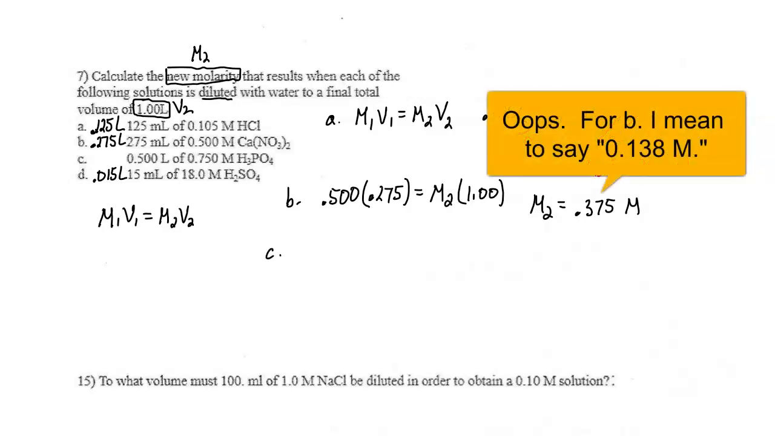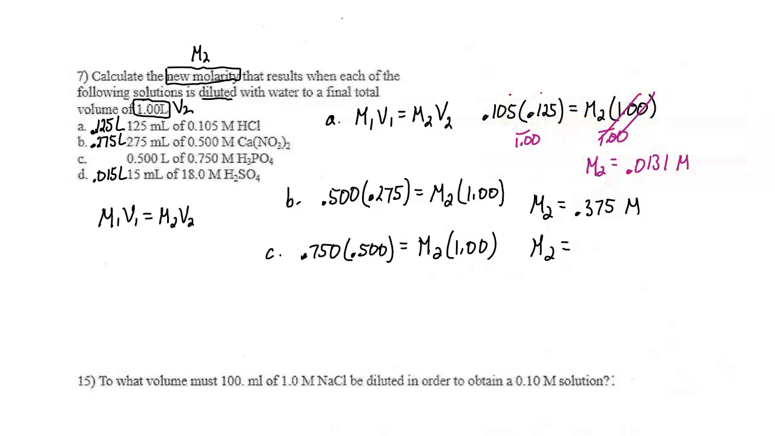Question C. Fill the numbers into the formula. Molarity number 1 is 0.750. Volume number 1 is 0.500 liters. M2 is unknown, and volume number 2 is 1.00. Multiply together the two numbers on the left side and then divide by 1.00 to get this answer. Make sure you type that in and you write an answer down to get full credit.